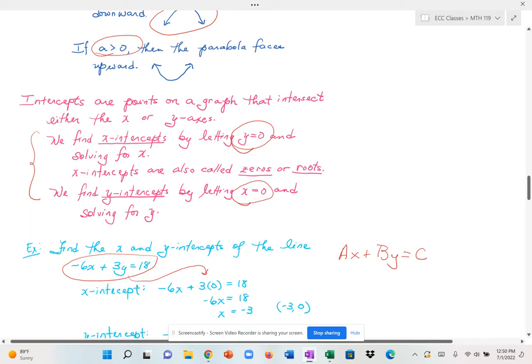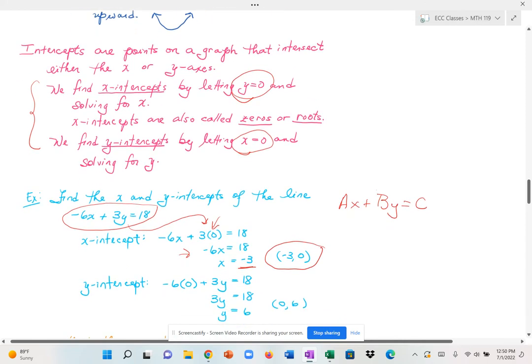So I have negative 6x plus 3 times 0 equals 18. So that gives me negative 6x equals 18. Divide both sides by negative 6. And your x-intercept is the point negative 3, 0. So when x is negative 3, your y is 0.